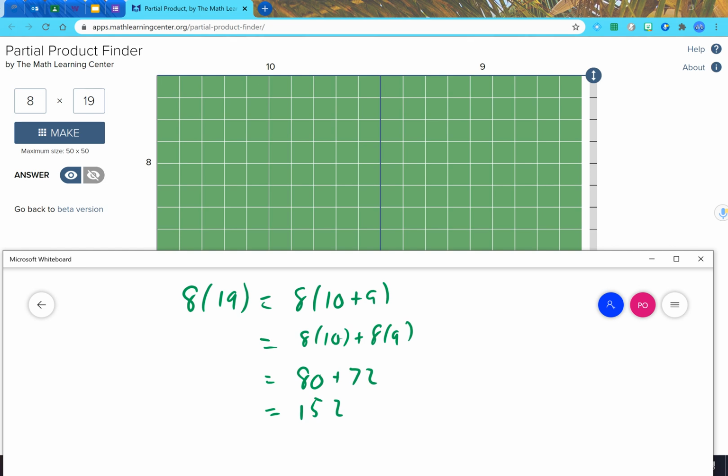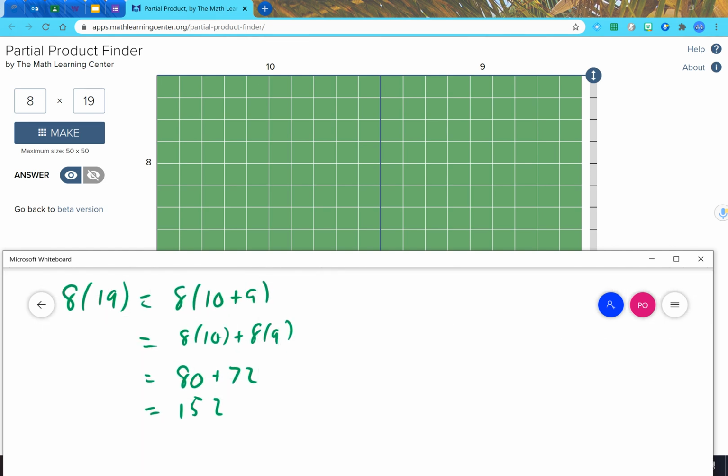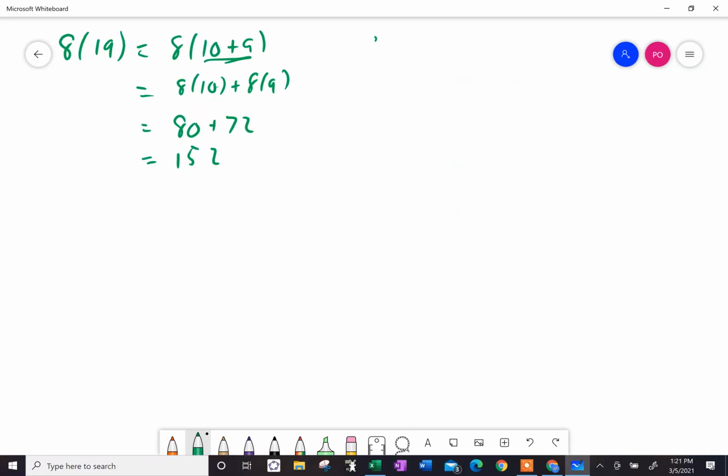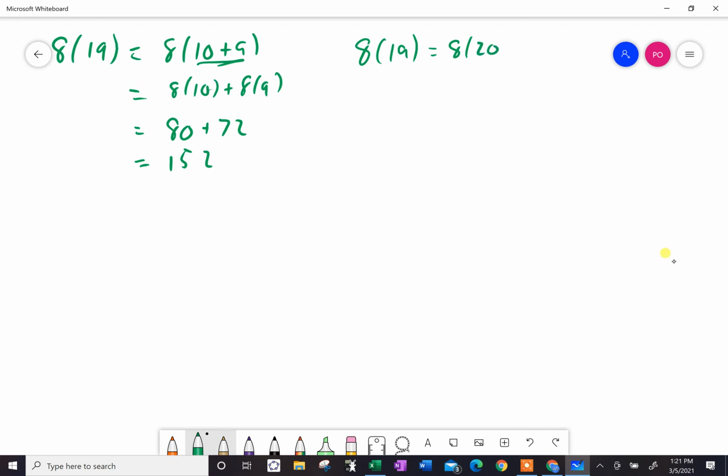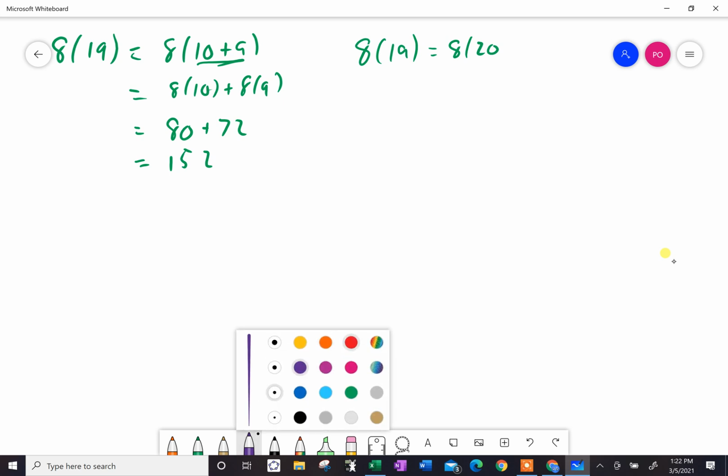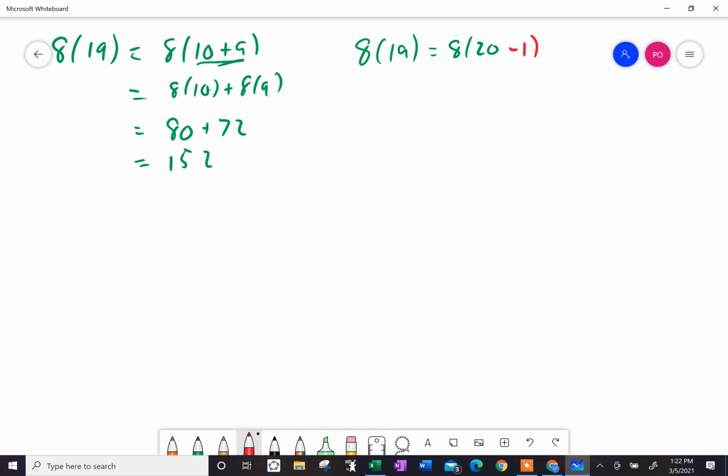And this is the part that's super duper cool. 19 doesn't have to be written as 10 plus 9 or 11 plus 8 or any of those. It could also be written another way, and I'm going to show you. Check this out. 8 times 19 is also equal to 8 times, get ready for it, 20 minus what? Yeah, if you said 1, you are right. So it's going to equal 8 times 20 plus 8 times a negative 1.